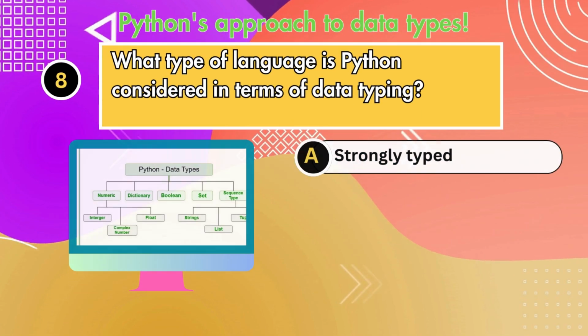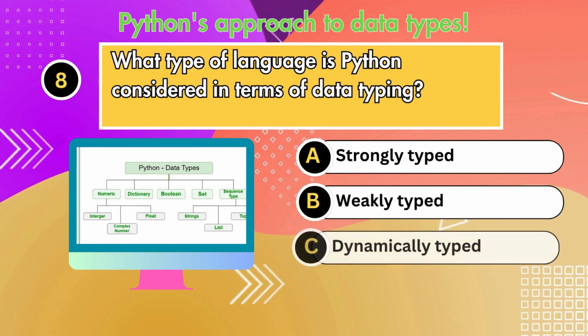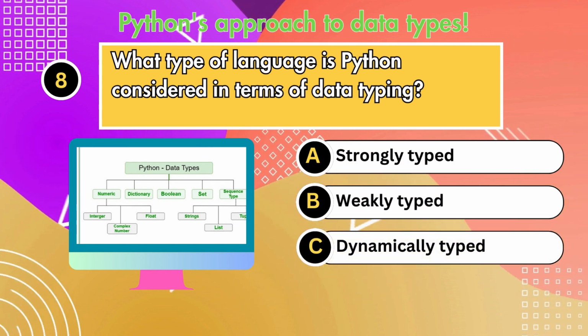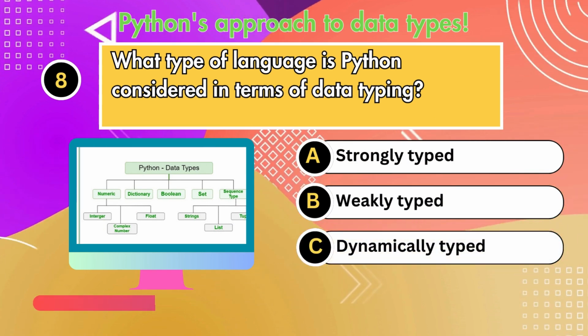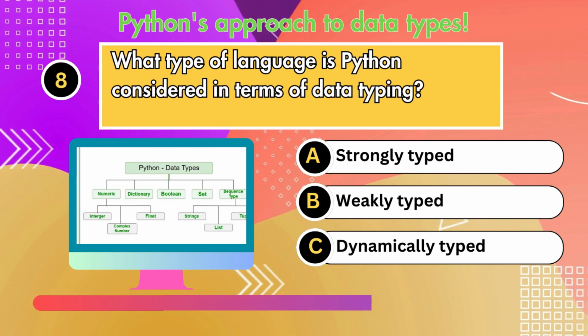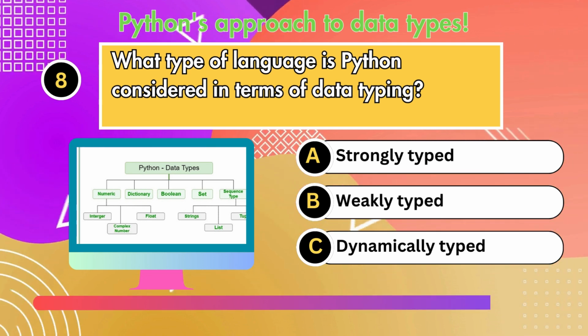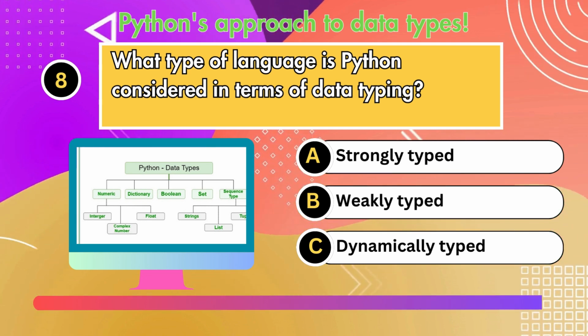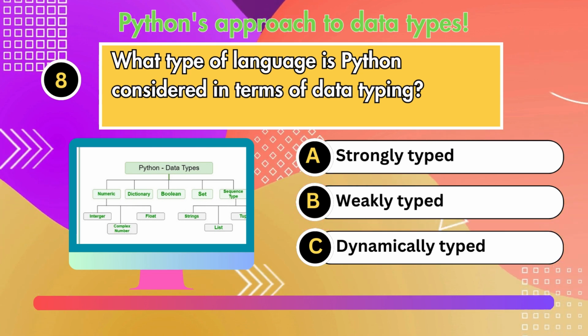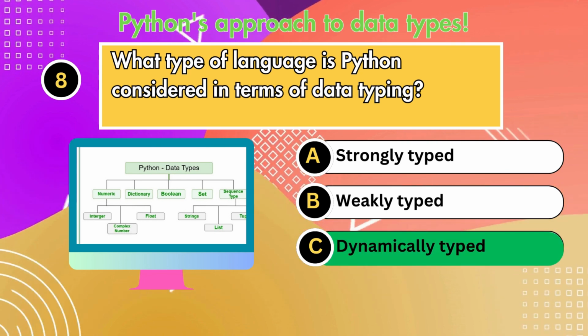What type of language is Python considered in terms of data typing? A. Strongly typed. B. Weakly typed. C. Dynamically typed. Answer is dynamically typed.